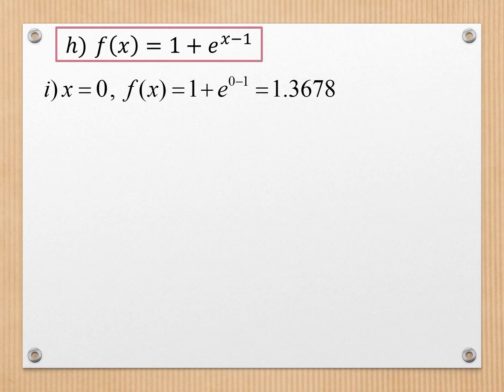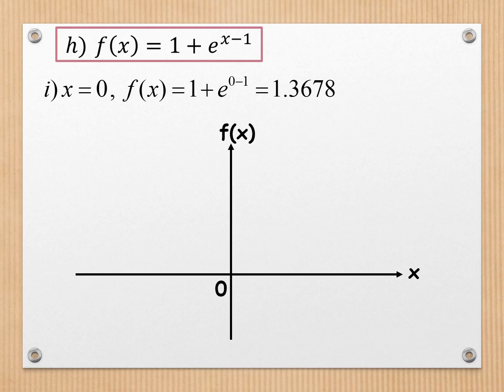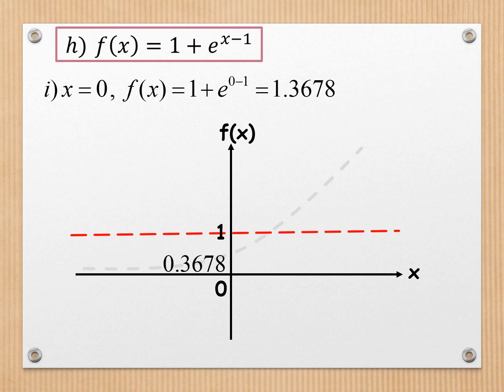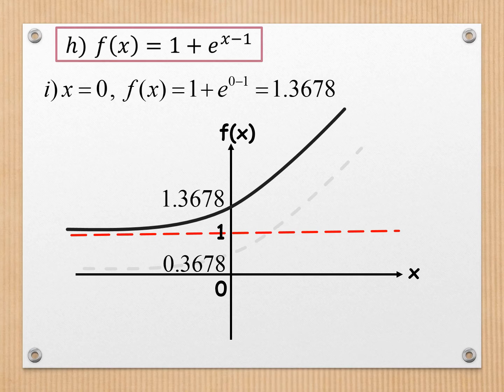And then, we draw e power x minus 1 first, and it has y-intercept 0.3678. And then, we shift the graph until it has y-intercept 1.3678, which means that we're moving the graph up. It also has a horizontal asymptote at y equals 1. And the graph will be like this.